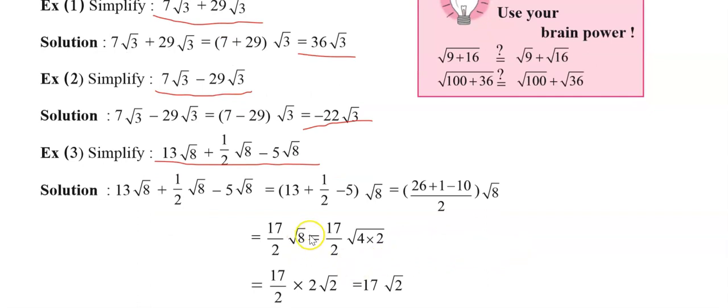And if you simplify it, you will get 26 plus 1, which is 27, minus 10, that is 17 upon 2 into root of 8. Now again, root of 8 can be written as root of 4 into 2.